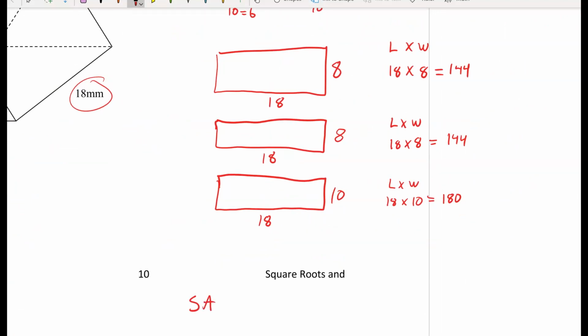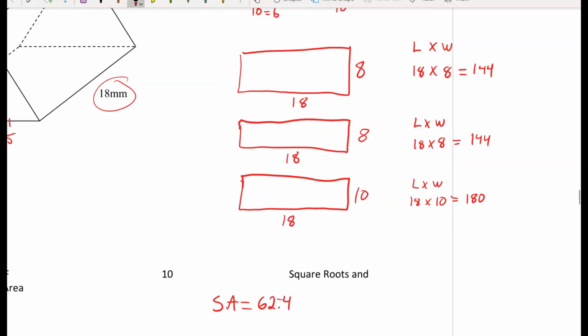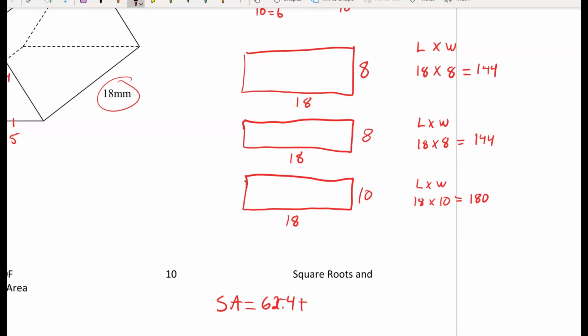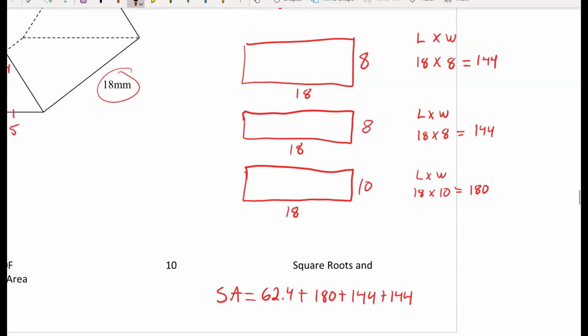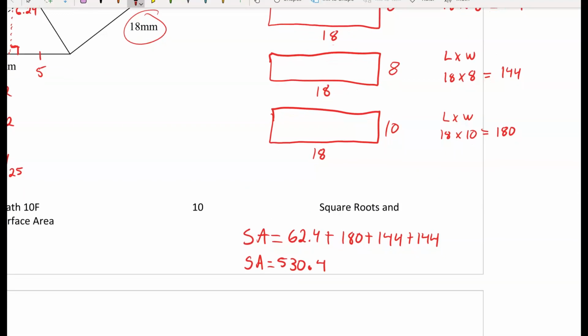We've now calculated the surface area for all of our individual pieces, and we can get our total surface area by taking our triangle, 62.4, plus our other triangle, 62.4, plus our 180 plus our 144 plus our 144 again, and we get a total surface area of 530.4. Looking up, we have millimeters, so it's going to be millimeters squared.